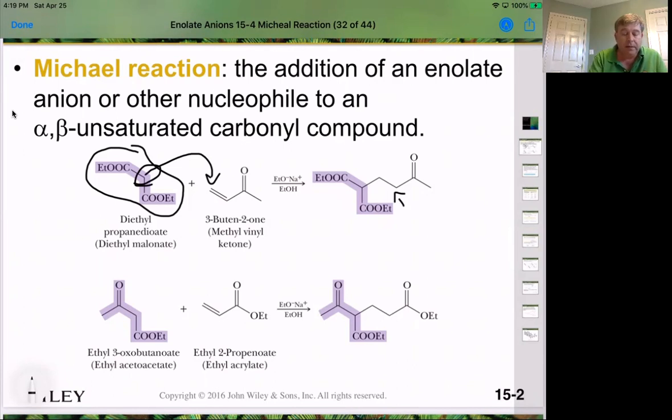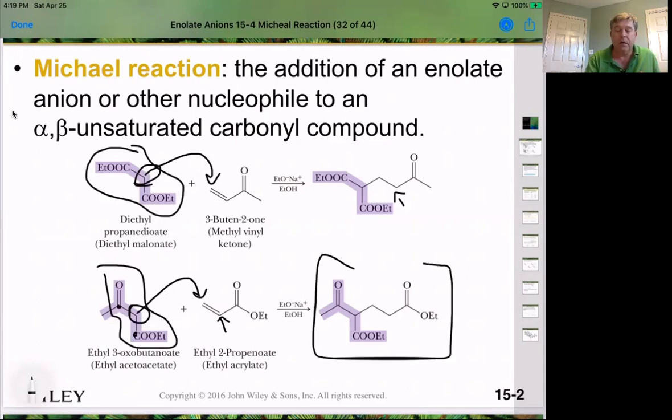Okay, notice here we have a beta keto ester instead of the diester compound here. But because we have two carbonyls right here, we're again going to form the enolate on that carbon in between those two carbonyls. That's going to do the attack at that beta carbon, and we end up with protonation in our alpha site to give us our extended product here. So adding an enolate to a beta carbon that is unsaturated is the Michael reaction, okay?